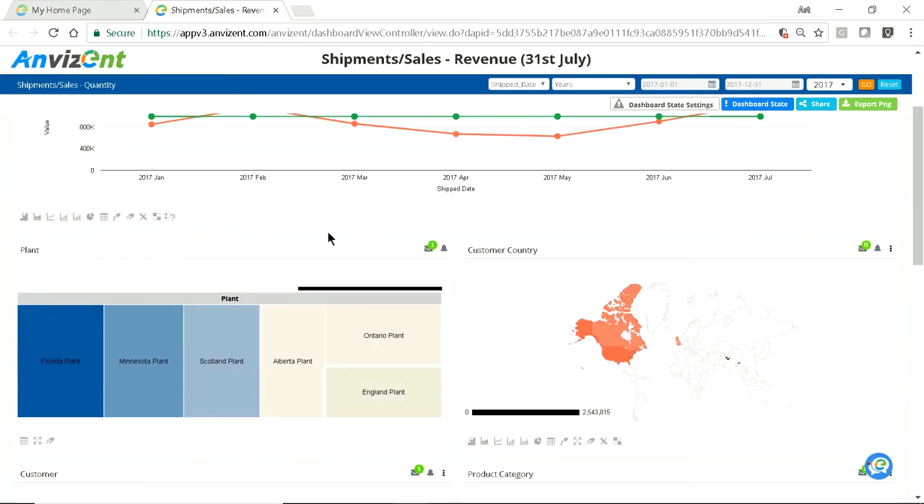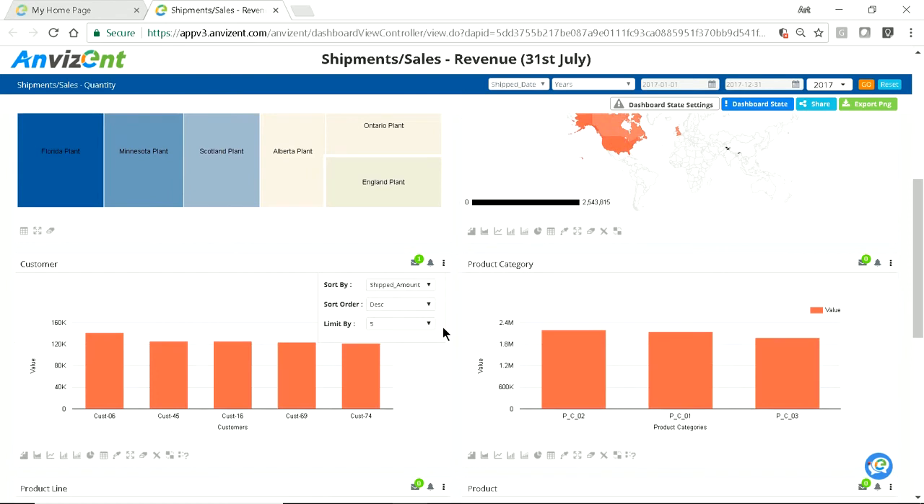The next row of charts shows a tree map on the left with the value of shipments for each plant, and a geomap on the right with the country of destination highlighted. And if you hover over the country, the value of shipments is displayed.